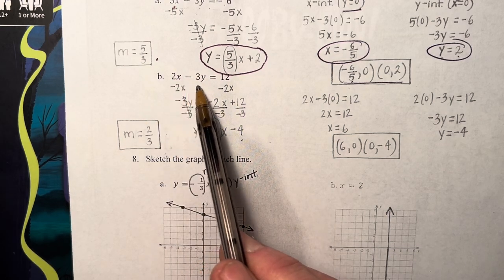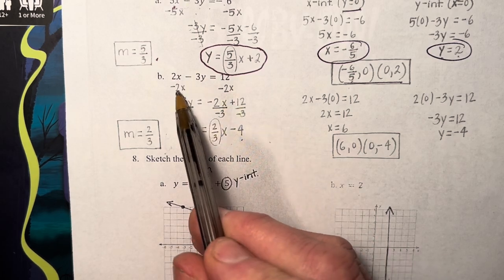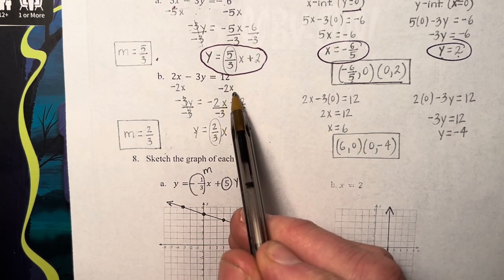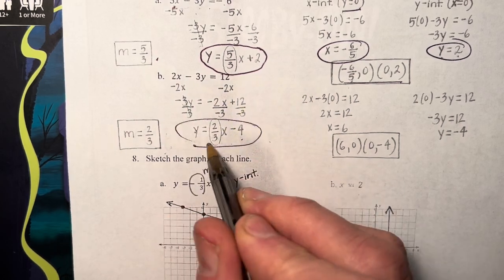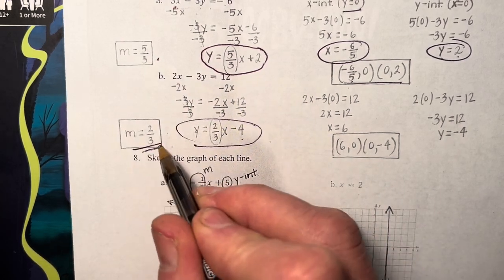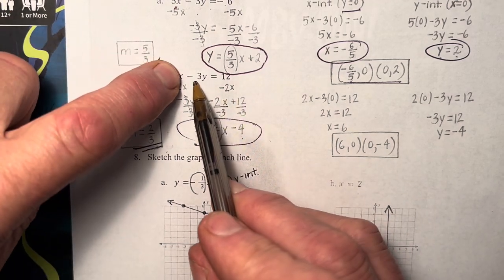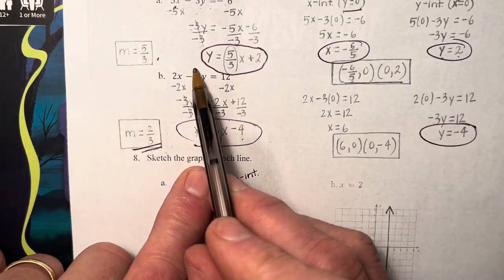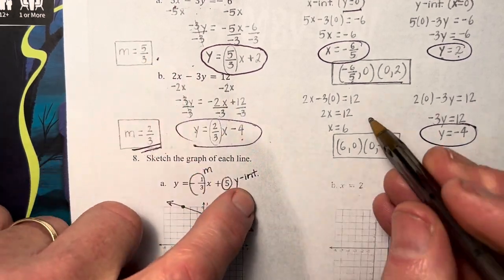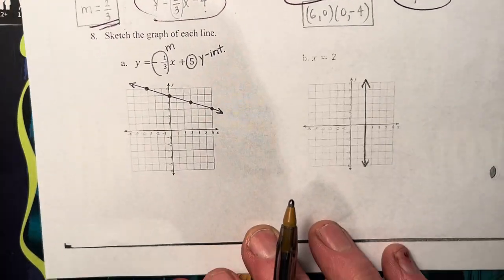Here's another standard form, so do the same thing. Why don't you pause me and try it on your own? I'm going to subtract the -2x from both sides and then divide by -3. I've got this equation in slope-intercept form. There's my slope. I again plug in zeros. If I plug in 0 for x, I divide both sides by -3 and I get -4. When I plug in 0 for y, I divide both sides by 2 and I get 6. There we go. Hopefully we're getting in the groove.